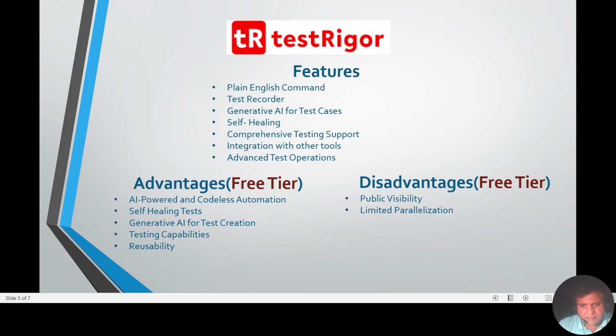Limited parallel execution. The free tier is limited to a single parallel test execution, which means we can only run one test at a time. Customer support is very limited, mainly through open forums like Stack Overflow or Google or any other community. If you find them on LinkedIn, then they might provide customer support.